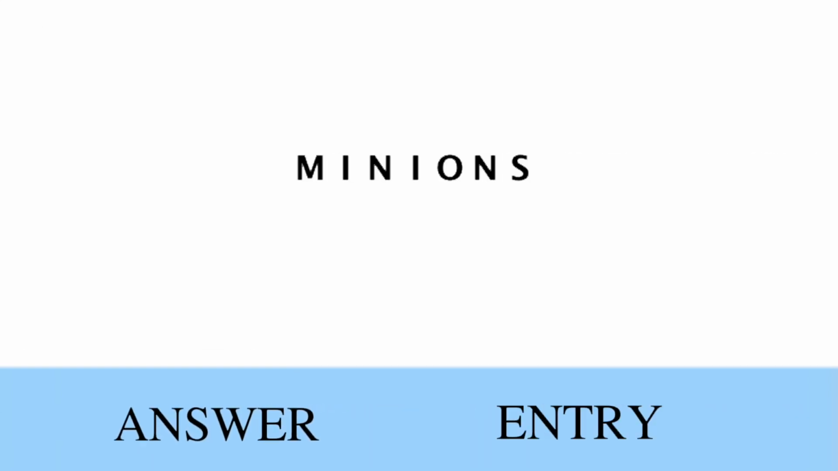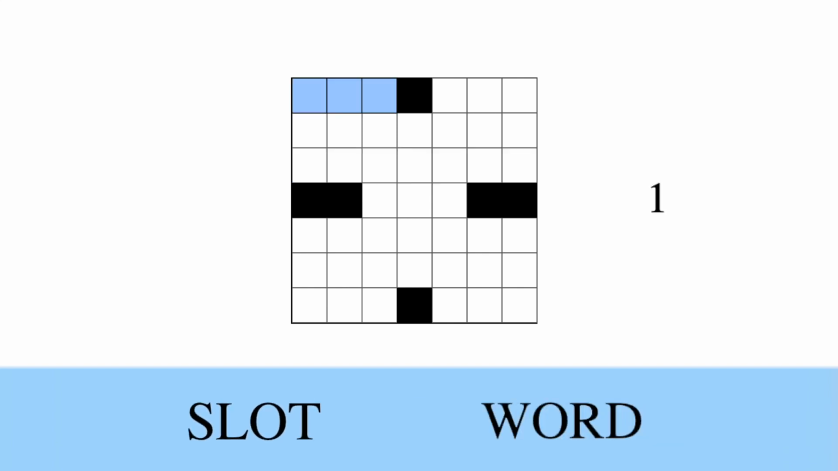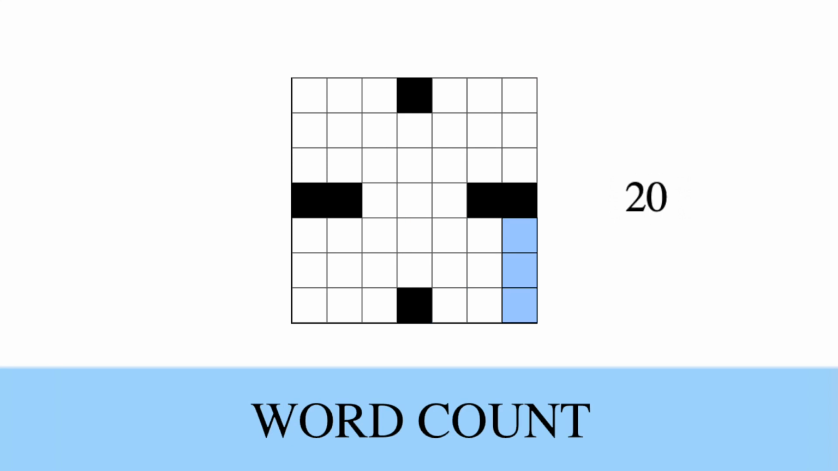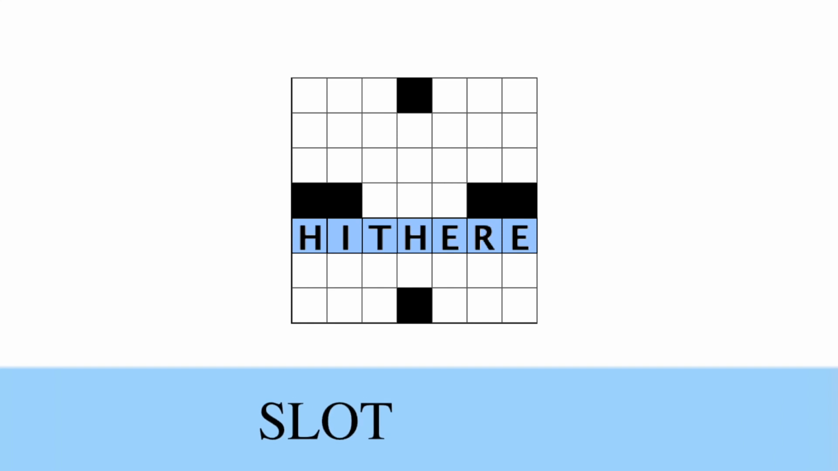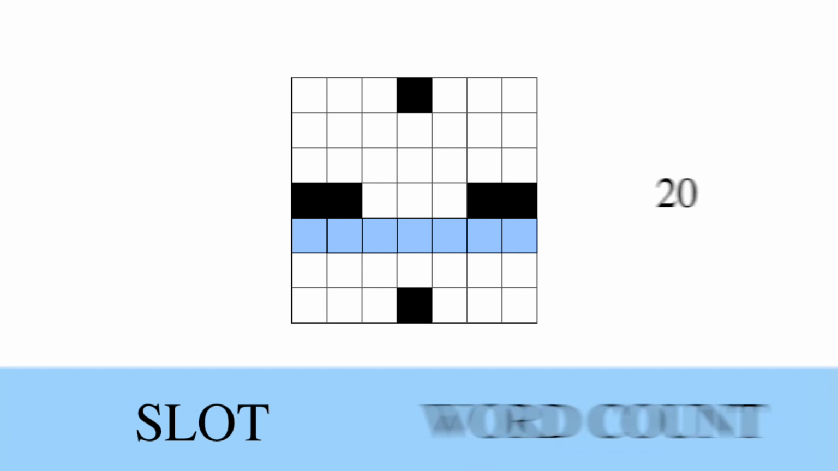Answers, also called entries, get filled in answer slots, also known as words. If you add up all of the answer words, both down and across, you'll get the crossword's word count. And just so we're clear, even if a slot contains an answer that itself is made up of multiple words, that answer slot still only counts as one word in the crossword's word count.